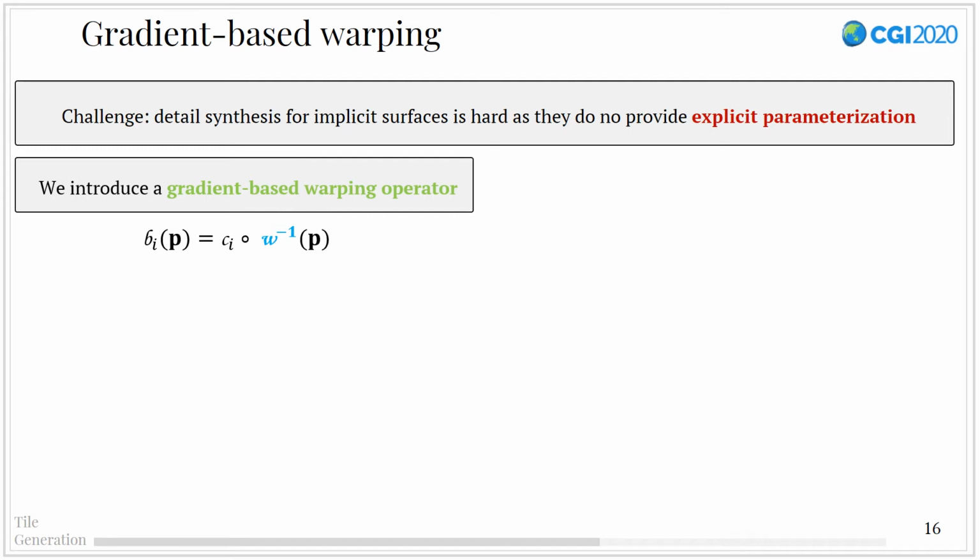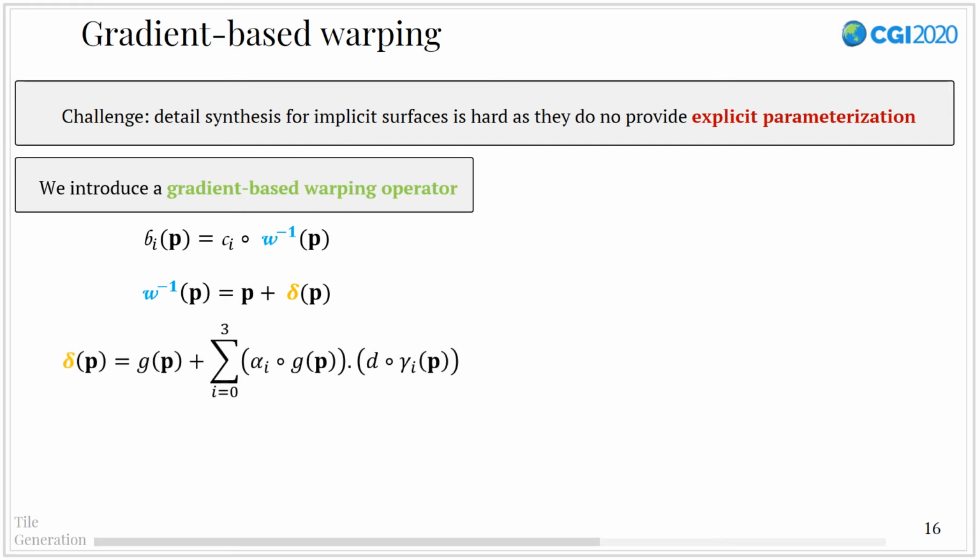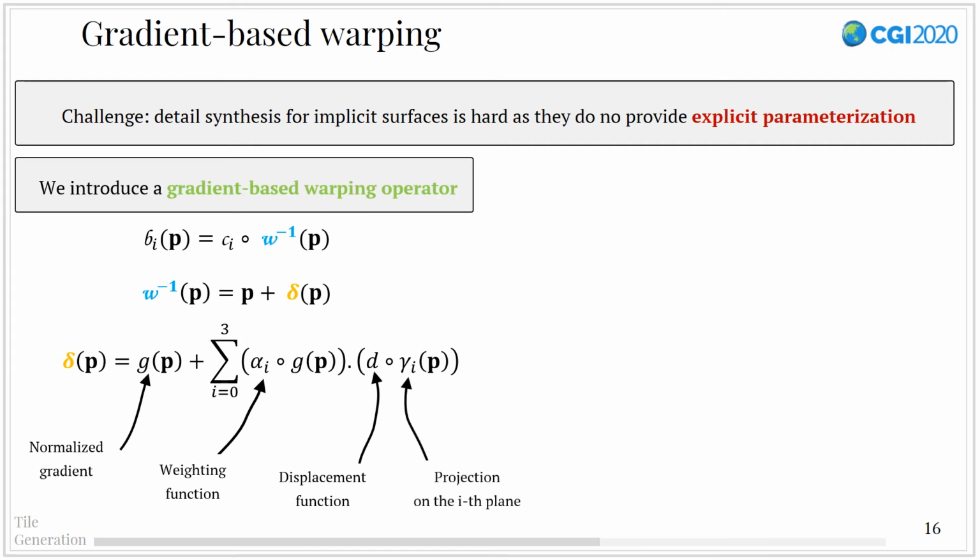It is applied to every block and introduces small-scale volumetric details as displacements that enhance the model. The operator is defined as a warping, with delta transforming the point P along the direction of the gradients. It is itself defined with the following equation. We have g of p being the normalized gradients. The weighting function alpha computes the contributions of the three displacements according to the scalar product of the normalized gradient and unit axis-aligned vectors. D is the function that computes the strength of the displacements, and gamma is the projection of P on the three planes of the cube.